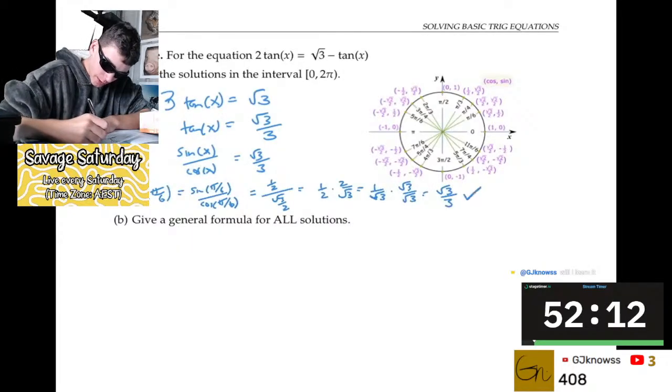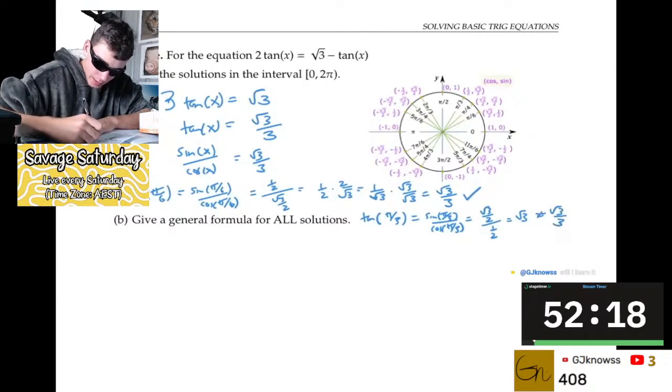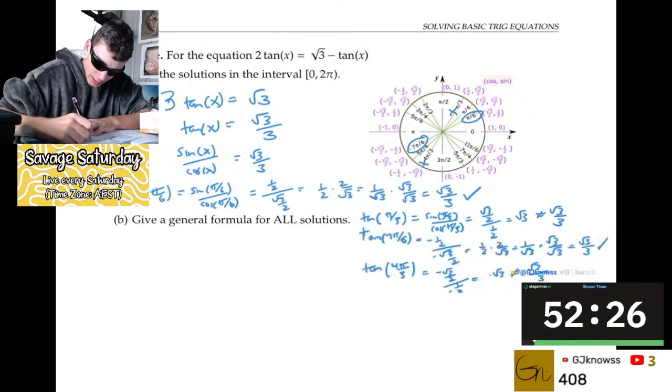So that value works. If I try tan of pi over 3 instead, I get root 3, which is not equal to root 3 over 3. So pi over 3 doesn't work. Similarly, I can work out the values in the third quadrant and see that 7 pi over 6 works, but 4 pi over 3 does not. So my answer to part A includes just the two values, pi over 6 and 7 pi over 6.